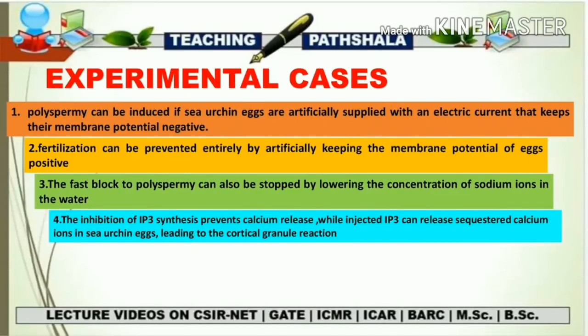The first experimental condition was that polyspermy can be induced if sea urchin eggs are artificially supplied with an electrical current that keeps their membrane potential negative. In the first slide we have seen that for fertilization to occur, there should be a negative membrane potential of the egg. So if we provide artificial conditions that favor the negative membrane potential of an egg, obviously at that time there will be the occurrence of polyspermy.